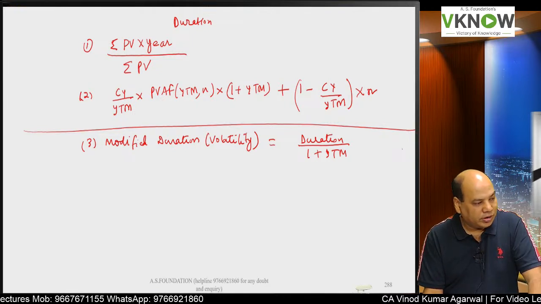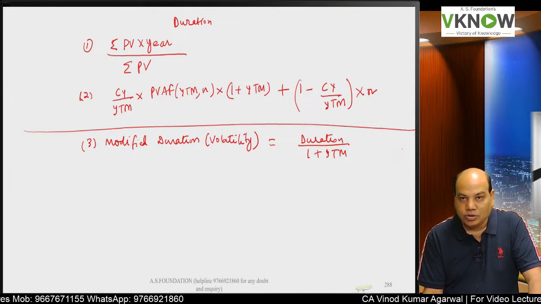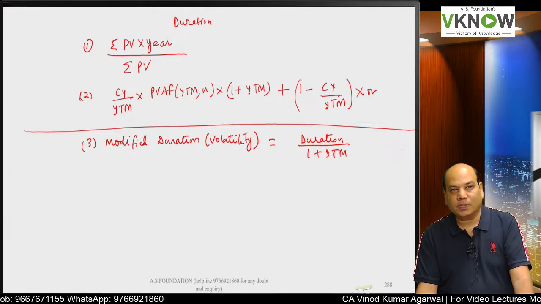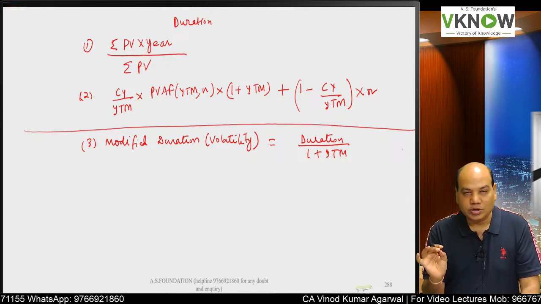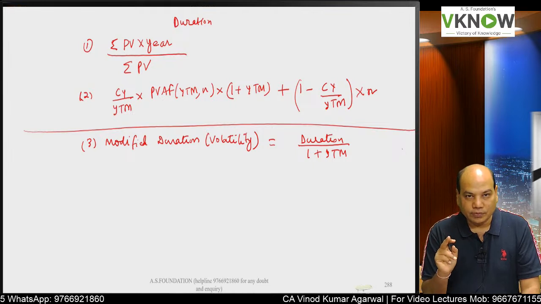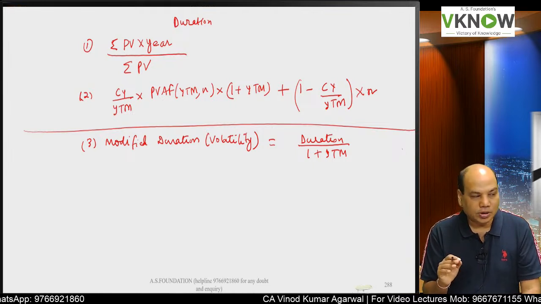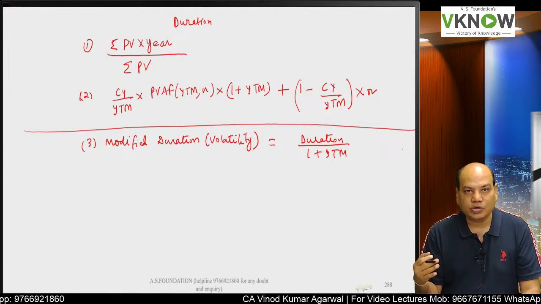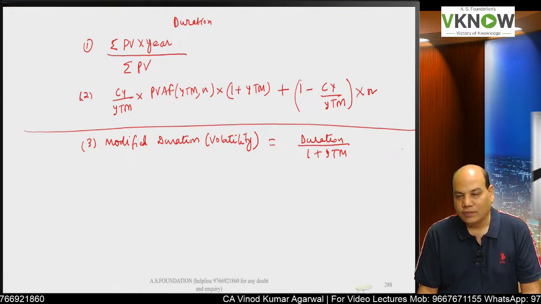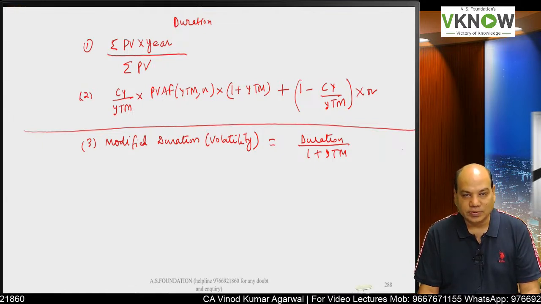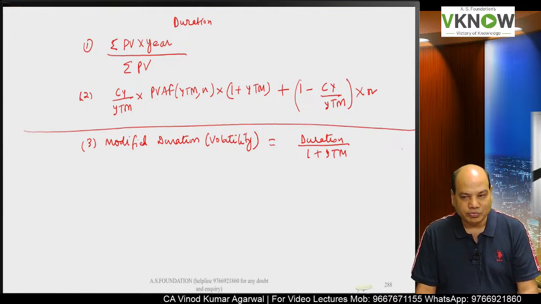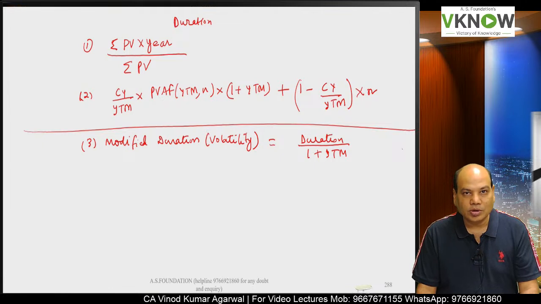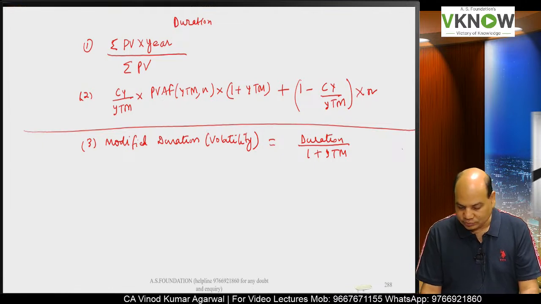If YTM changes by 1%, the bond price will change approximately by so many percentage. So if modified duration is 3.5, if YTM changes by 1%, bond price will change by approximately 3.5% on the opposite side. If YTM increases, bond price will decrease. If YTM decreases, bond price will increase.